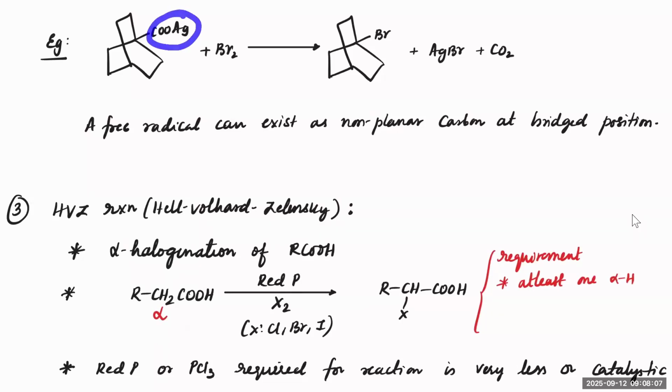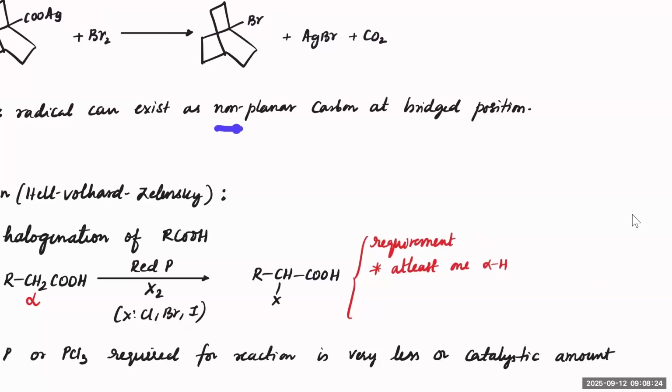Check out COOAg here. When you react with Br2, first silver will become AgBr and this carbon will convert itself into CO2. So Br dot will come here. See, a radical can exist on a non-planar carbon also, at a bridge position. If it was a carbocation or carbanion, this would not happen. But since it is in radical form, this reaction can take place.